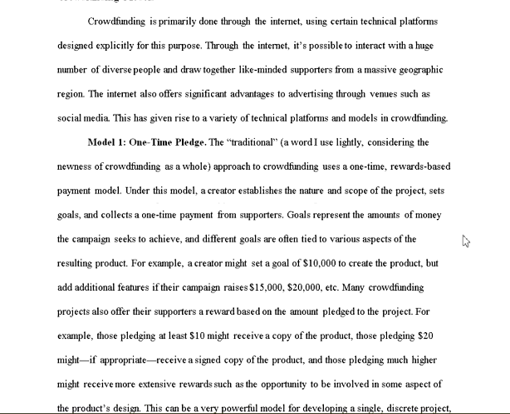Through the internet, it's possible to interact with a huge number of diverse people and draw together like-minded supporters from a massive geographic region. The internet also offers significant advantages to advertising through venues such as social media. This has given rise to a variety of technical platforms and models in crowdfunding.